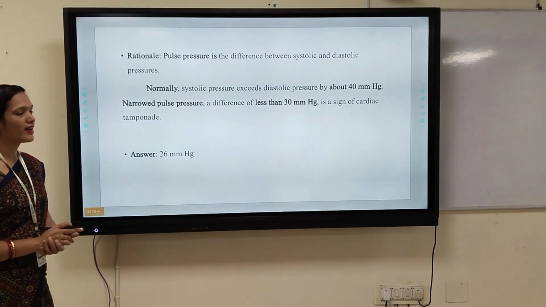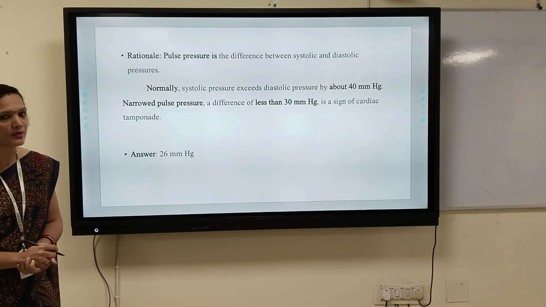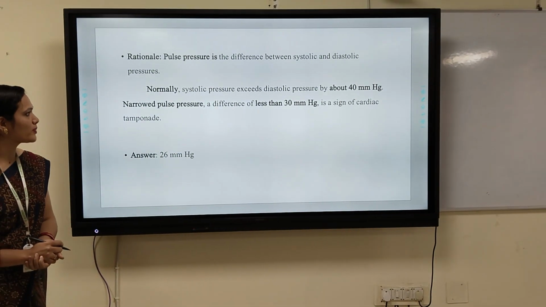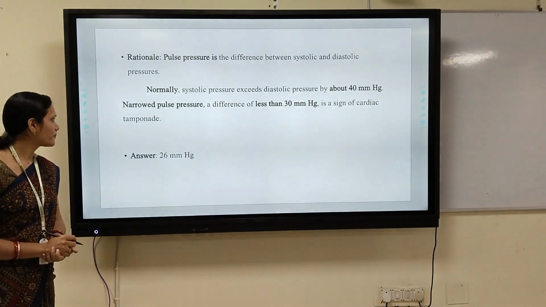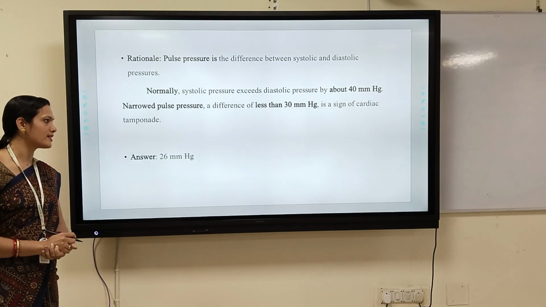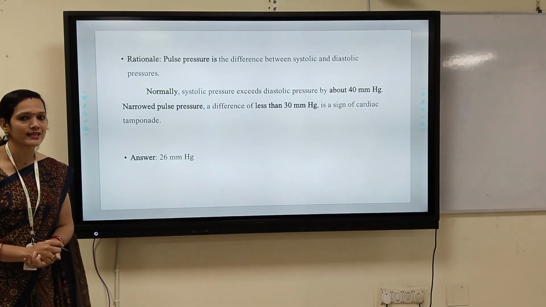To know the answer, first we have to know the meaning of pulse pressure. It is the difference between systolic and diastolic pressures. Normally the systolic pressure exceeds diastolic pressure by about 40 mmHg. A narrowed pulse pressure, a difference of less than 30 mmHg, is a sign of cardiac tamponade. So here our answer is 26 mmHg.